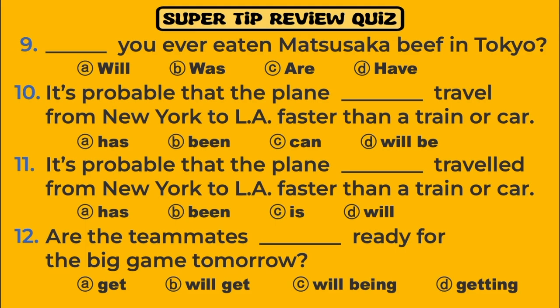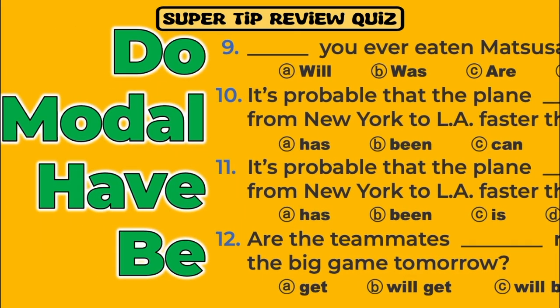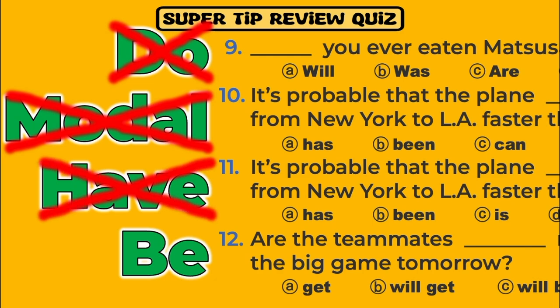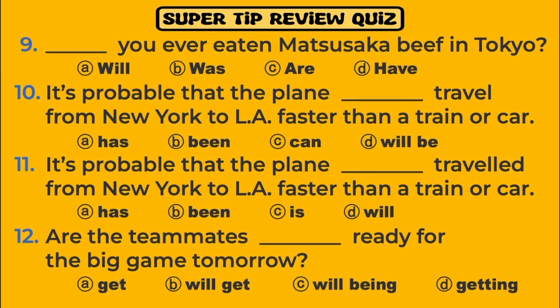All right, number 9. What did you say for number 9? Do you notice a problem with number 9? We're looking for the signal. Do we have a do there? No, there's no do. It's just a blank space. Do we have a modal there? No modals. No have and no be. Oh my God, we're in trouble here. Number 9 does not have a signal.